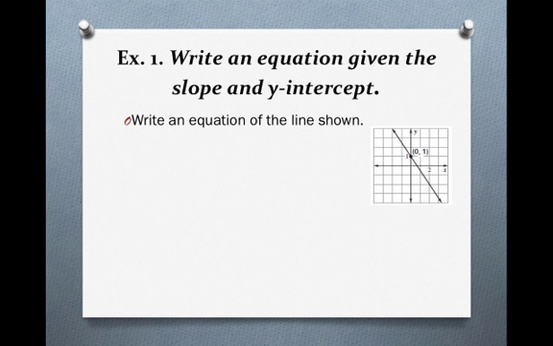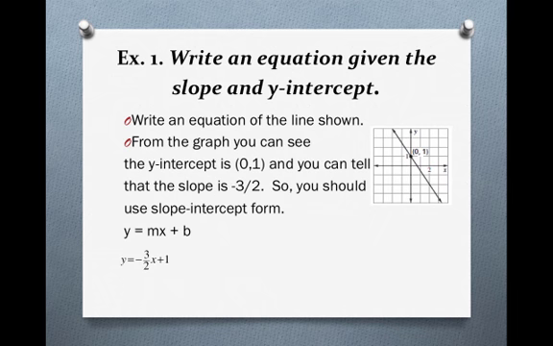So to get to another point on the line, we start at 0, 1, and we go down 3 and to the right 2. So from the graph, you can see the y-intercept is 0, 1, and you can tell that the slope is negative 3 over 2, because if you start at 0, 1 and you go down 3, so negative 3, and to the right 2, so 2, you end up back on the line.